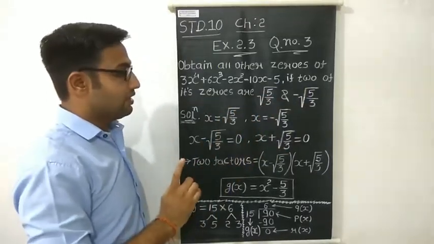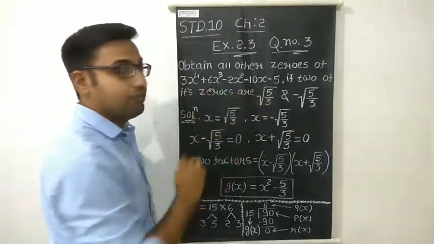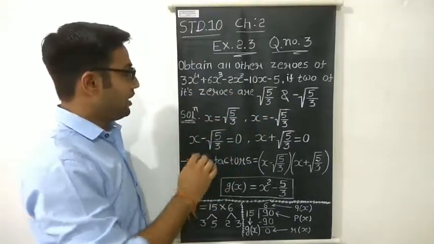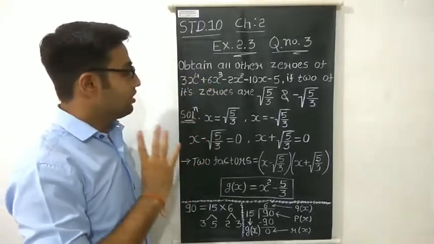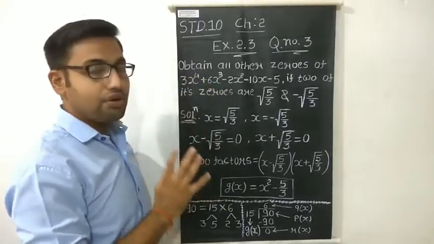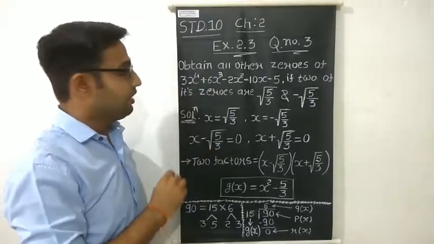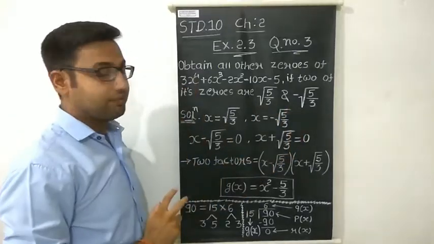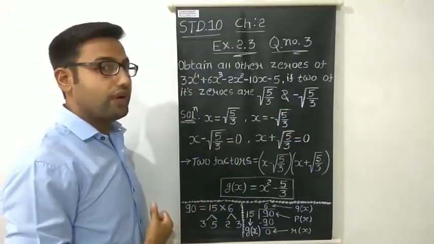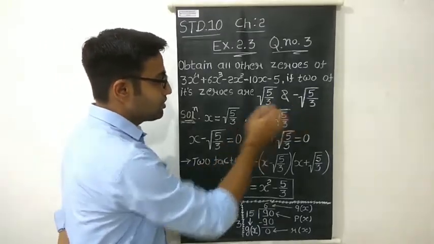So the first question that arises in the mind is: how many zeros does this polynomial have? We know that here the maximum power of the variable is 4, so the maximum number of zeros we can get is 4. Out of 4, 2 zeros we have been given and the other 2 zeros we have to find out. So we will start from these two given zeros.